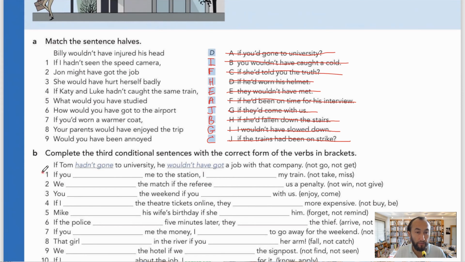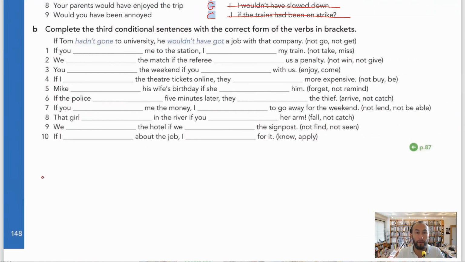Now we're going to move to exercise B. All right, now exercise B is asking us to complete the third conditional sentences with the correct form of the verbs in brackets. So as I have explained, in the if part we're going to use past perfect, and then in the main clause we use would have plus past participle or wouldn't have plus past participle, and we're just going to apply this rule basically.